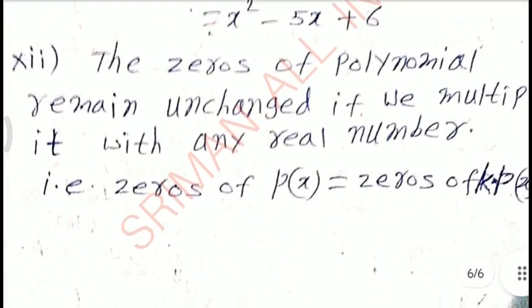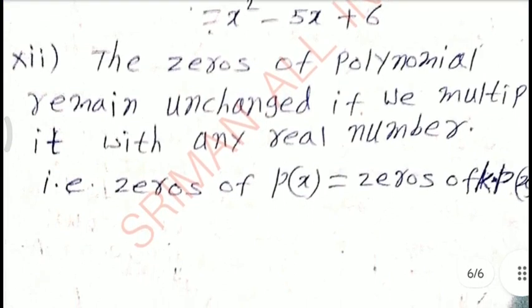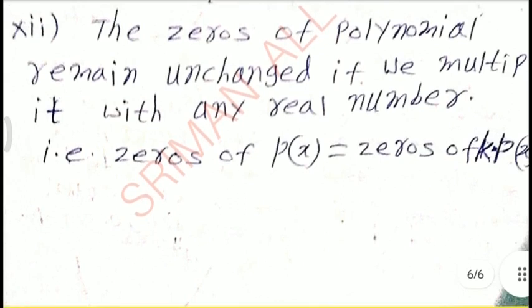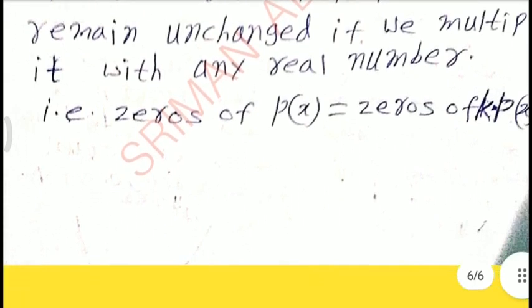12th one, the zeros of a polynomial remain unchanged if we multiply it with any real number. That is, zeros of p of x are equal to zeros of k into p of x. These are the main basic points.